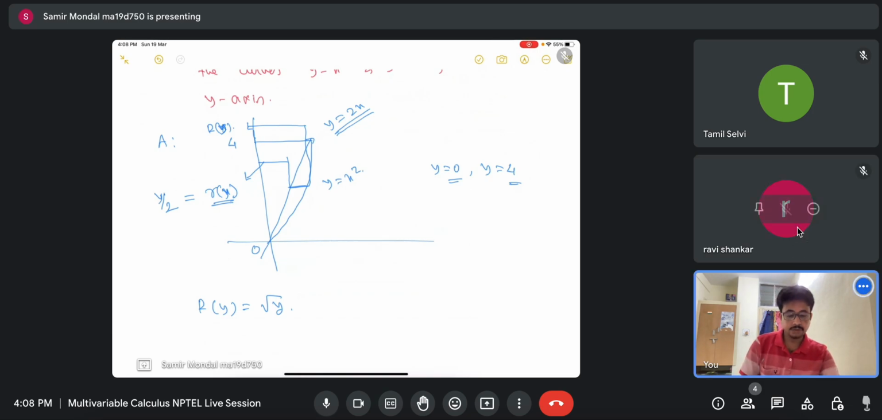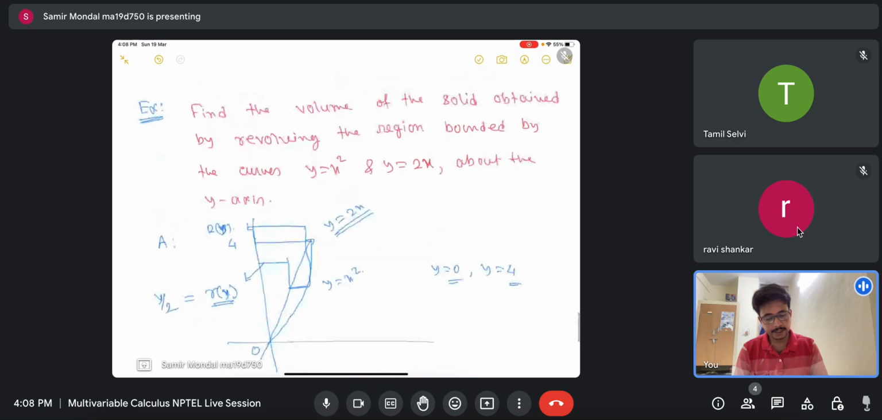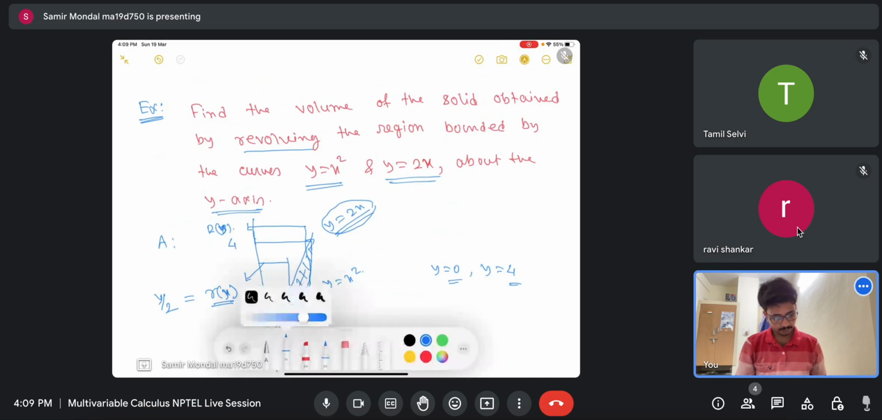Question. Okay. So you have to find the volume of the solid obtained by revolving the region. The region is bounded by this curve y equal to x square and y equal to 2x about the y axis. So this is the region, and you have to revolve this region about the y axis. This one is your y equal to 2x curve and this one is y equal to x square curve. Is this fine?